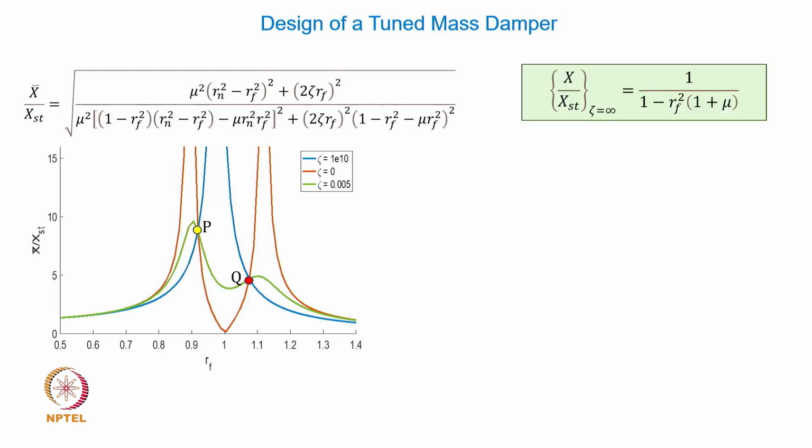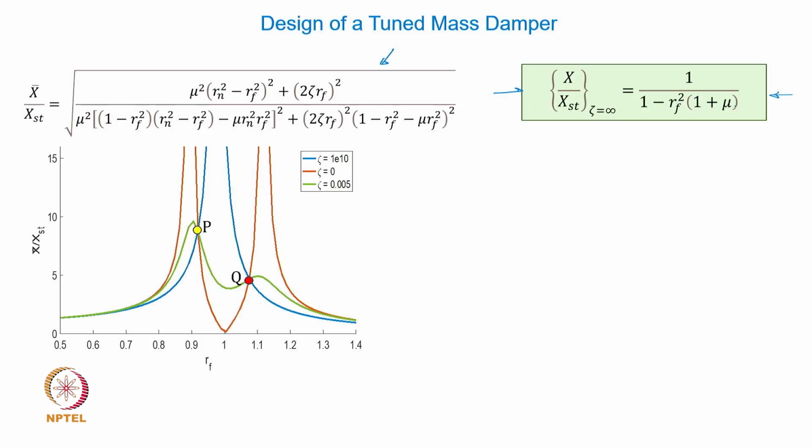and it is possible for me to find the response for zeta equal to infinity from this expression. How do I get that expression? Divide the numerator and denominator with zeta, okay, and set this zeta equal to infinity. You can find this from this equation. It's easy to get this equation by that manipulation. So this expression tells you what is the amplitude ratio when zeta is infinite. Of course it is a function of RF and mu.